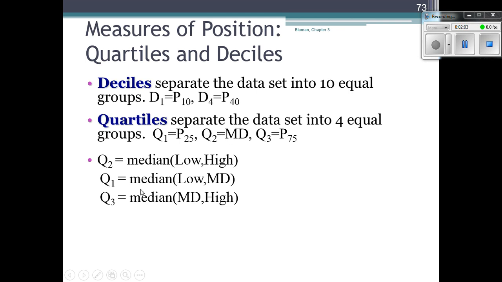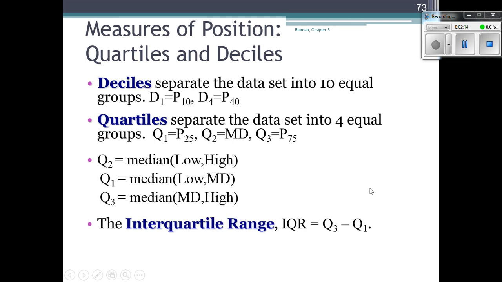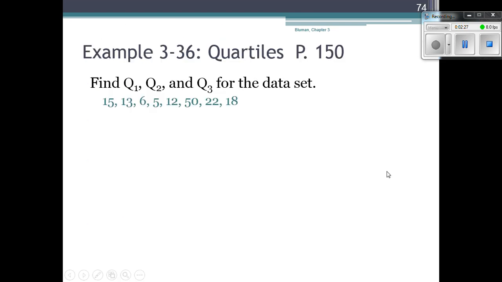What you do to find each one of them is you find the median. Remember, median is the middle number of these different ranges. I'll explain those a bit more in a second. Occasionally we use something called the interquartile range. The interquartile range is found by taking quartile 3 minus quartile 1. That will be used a little bit later on.